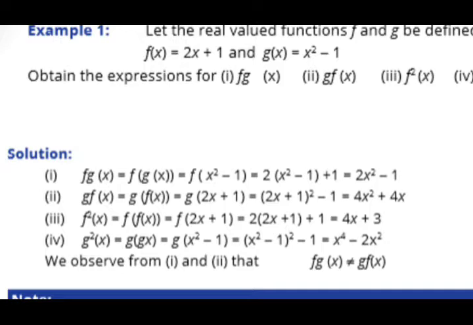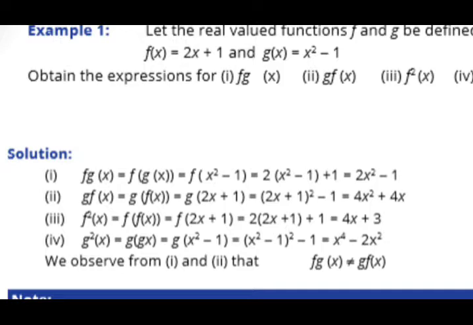f square of x we also write as f of f of x. The second function is also f and the first is also f. We put the value of f into f, 2x plus 1. We put this value again in place of x, so it becomes 2 bracket, in place of x we put 2x plus 1, and then simplify this value.